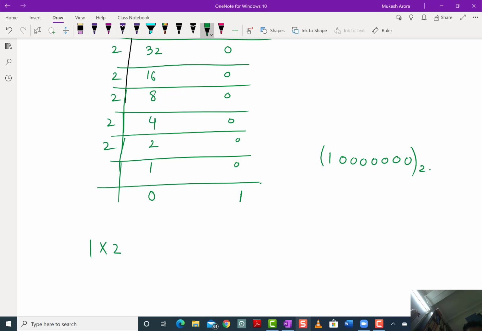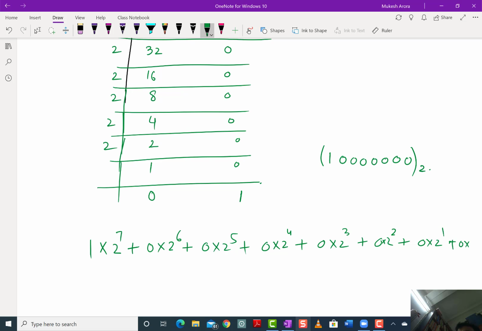Now if we want to check, 1 into 2 raised to the power 7. The rest will be 0 into 2 raised to the power 6 plus 0 into 2 raised to the power 5 plus 0 into 2 raised to the power 4 plus 0 into 2 raised to the power 3 plus 0 into 2 raised to the power 2 plus 0 into 2 raised to the power 1 plus 0 into 2 raised to the power 0. Answer will be 128. This is how we will solve the sums.